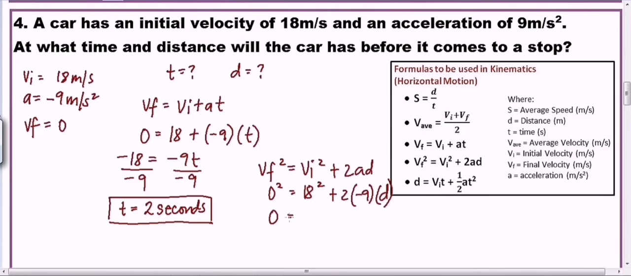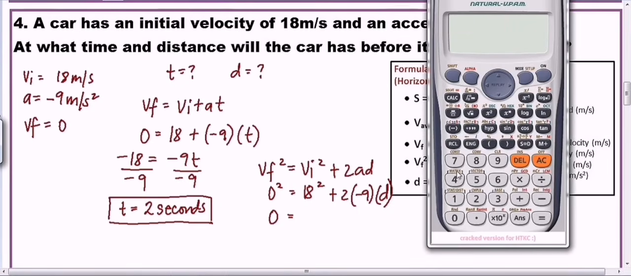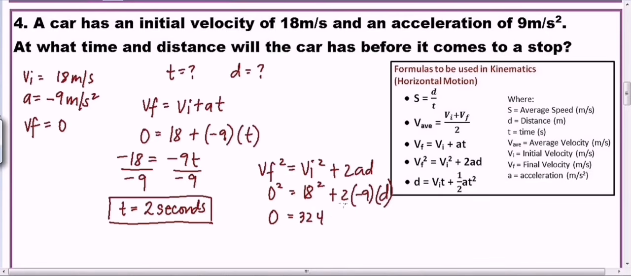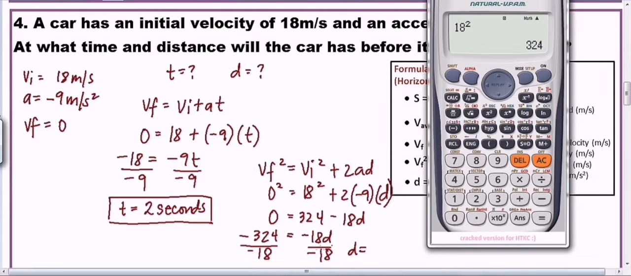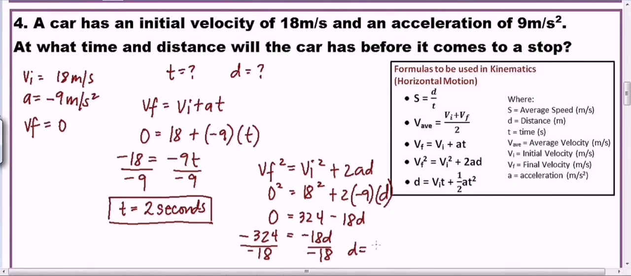Okay, so 0 squared is 0. Okay, 18 squared is, hindi tayo magaling sa arithmetic, 18 squared is 324. Okay, 2 times negative 9 times D is negative 18D. So 324, balibag, magiging negative 324 equals negative 18D. So, divide both sides by negative 18. So, the distance is, negative 324 divided by negative 18 is positive 18. So, the answer is 18. Since distance to, meter ang gagamitin. So, distance is equal to 18 meter.